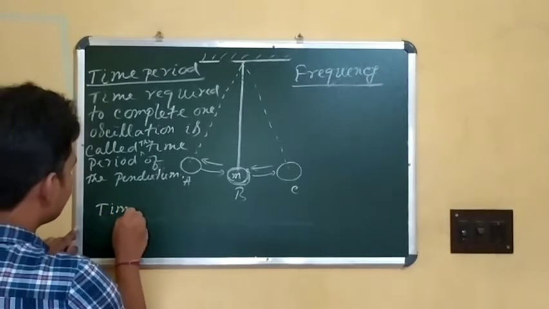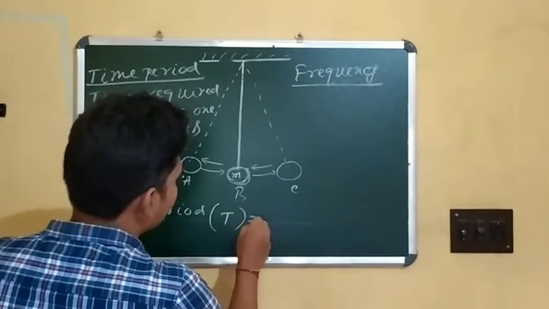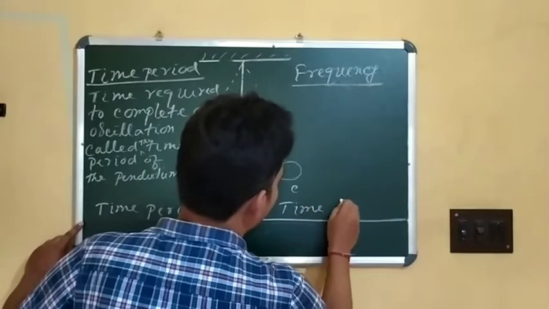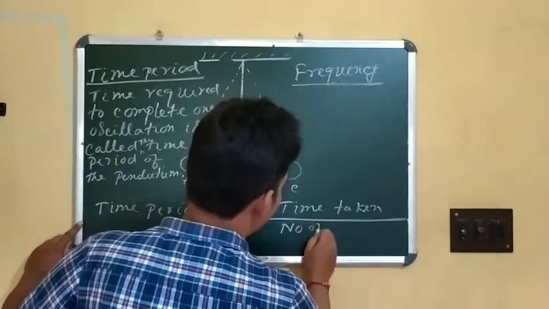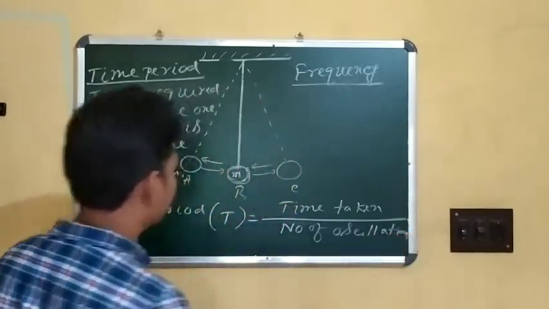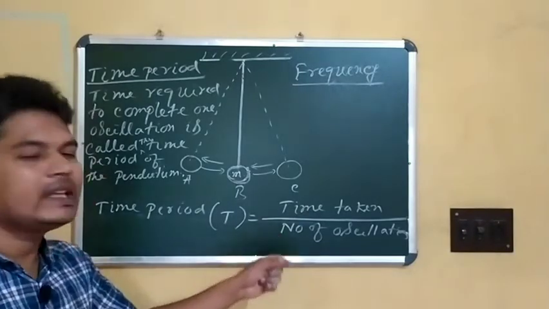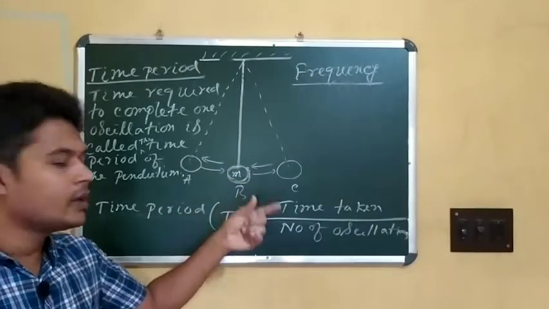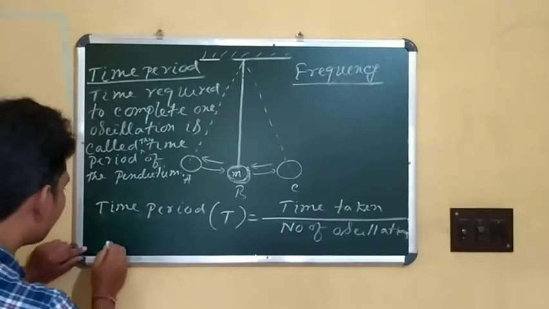T is equal to time period. T equals time taken by number of oscillations. Okay, you have to remember this formula. When we apply this formula, if it is given that in 20 seconds a simple pendulum completed 30 oscillations or 60 oscillations, how to find out the time period?